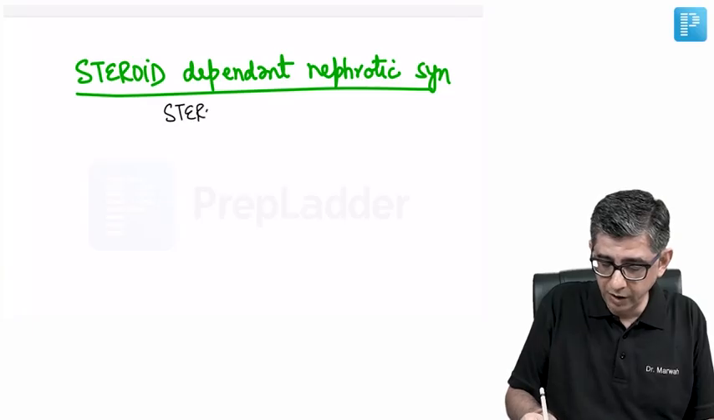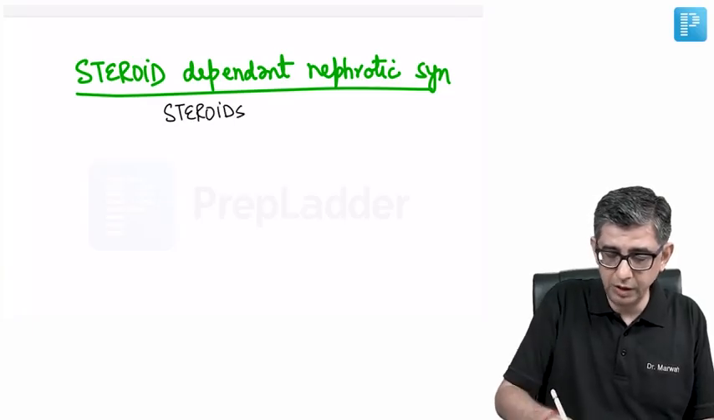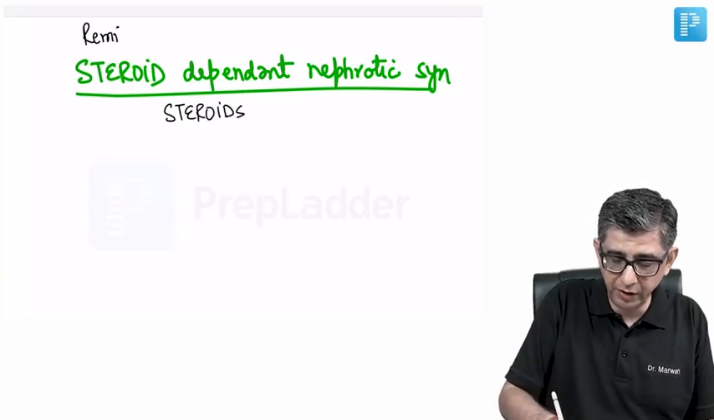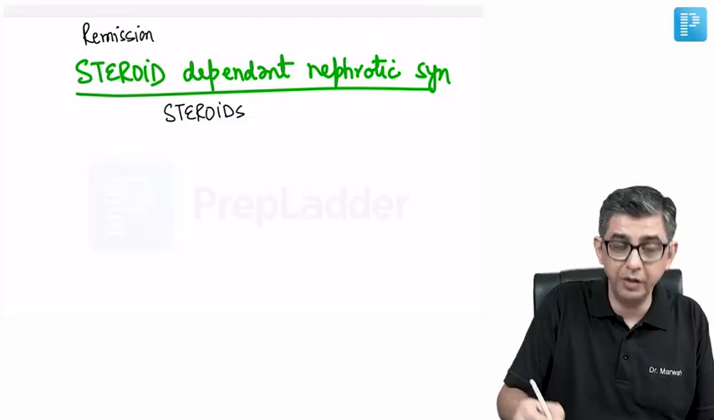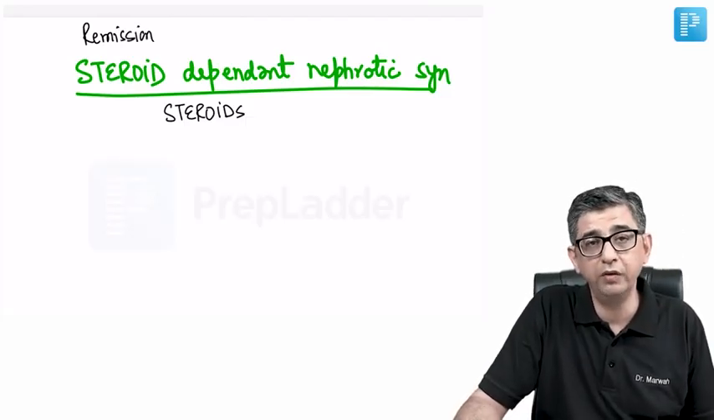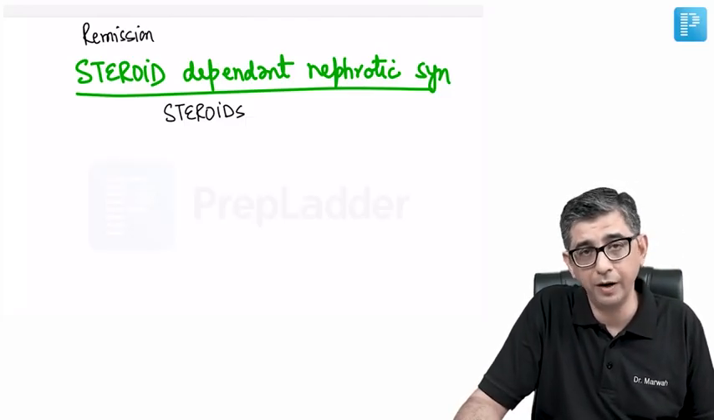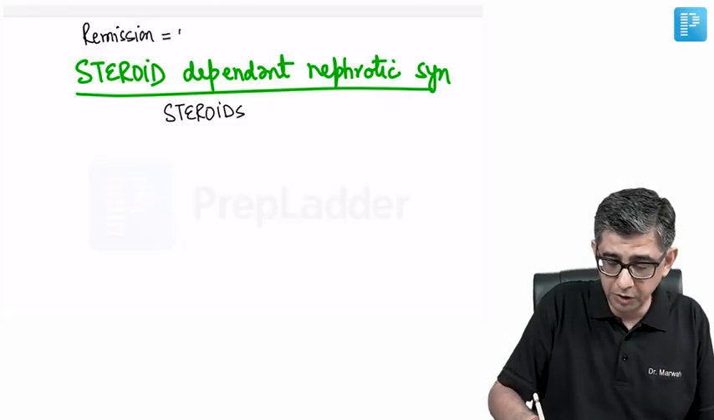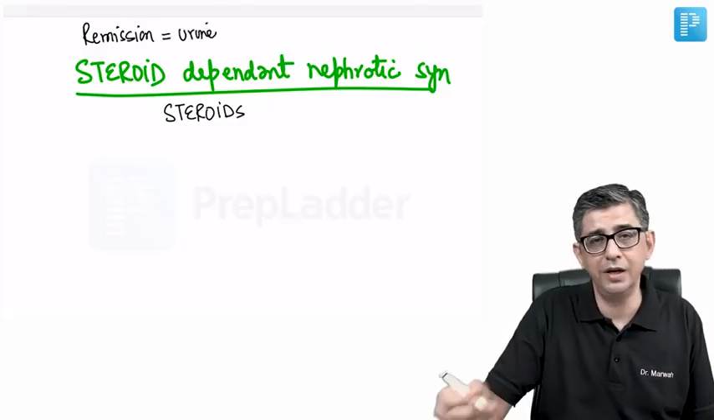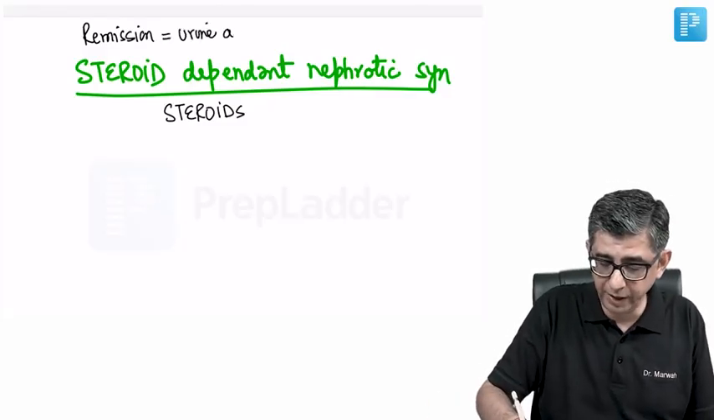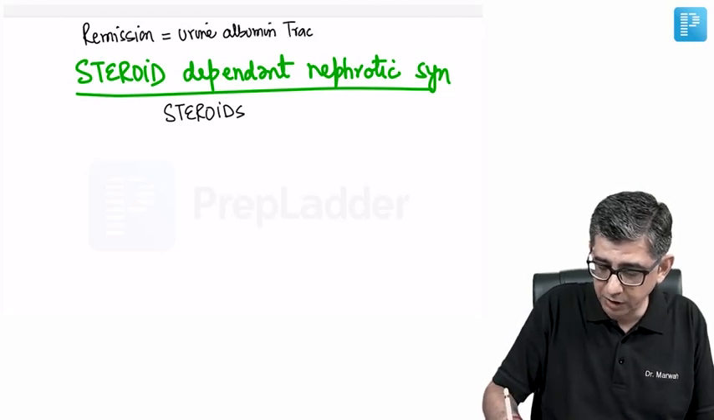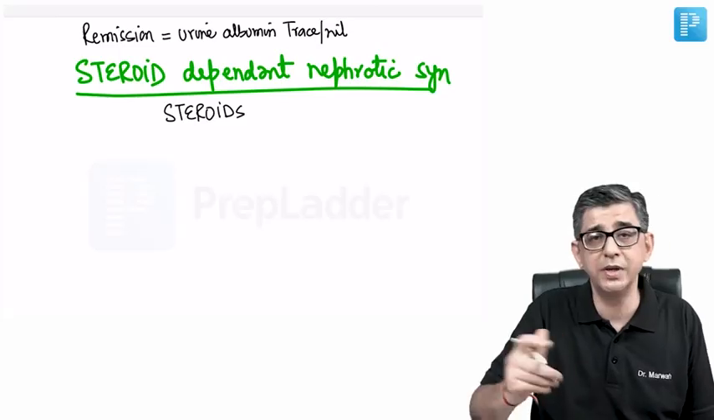Now, if he asks what is the treatment for this patient, then your answer will mainly be steroids. In fact, in most cases, when you start steroids in children of minimal change disease, you will notice that within a few days the patient will start having a remission. The meaning of the word remission is that if the urine of this child is evaluated by dipstick method, then the urine albumin value on dipstick will come as either trace or nil.